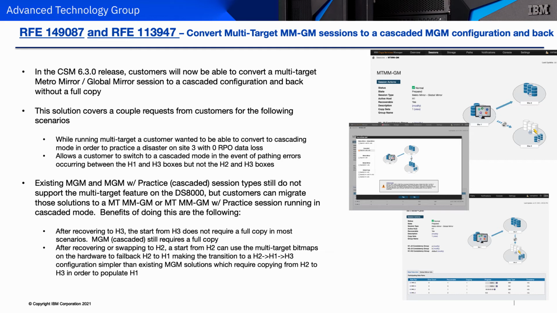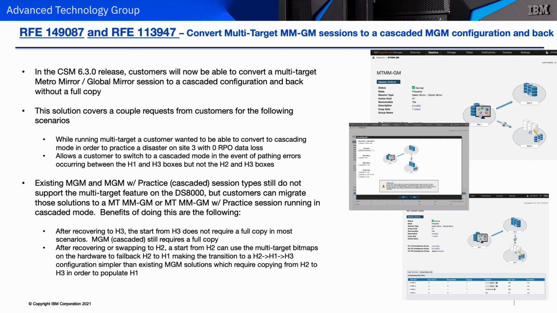The other benefit is that the multi-target sessions can take advantage of the multi-target bitmaps on the hardware, so in the majority of cases when you recover to H3 and start back from Site 3, you will not have to do a full copy. The MGM sessions today do a full copy because the bitmaps on the hardware aren't there, but with multi-target you don't have that. And so this covers the other RFE that's listed there. By moving your MGM to a multi-target session, even if you don't plan to use a multi-target configuration and want to stay in cascaded, it could benefit you at Site 3.